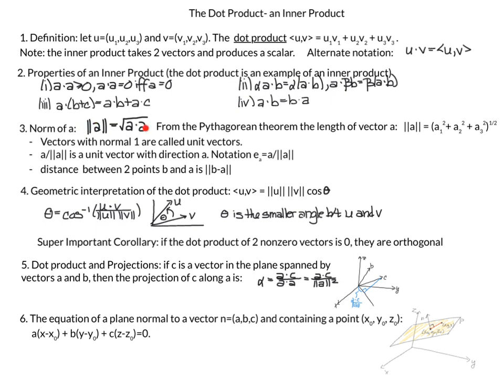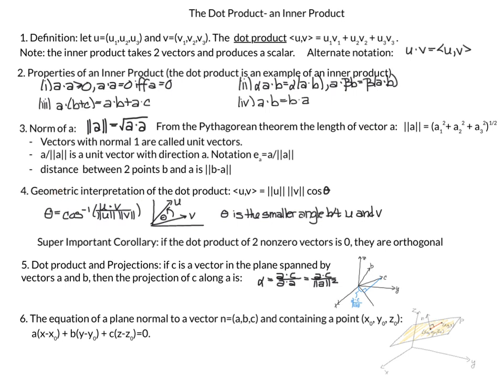We will define the norm of a, which I often call the absolute value because it's notated like the absolute value and actually has the same sort of connotation. So the norm of a is equal to the square root of a dot a. And from the Pythagorean theorem, we'll see that the norm of a is the length of the vector a.